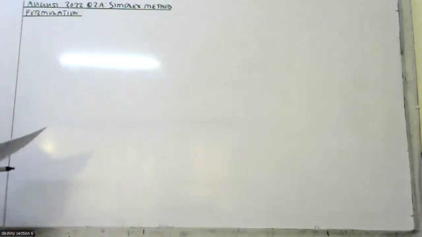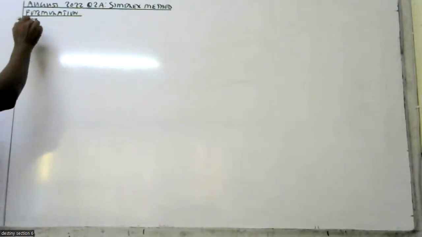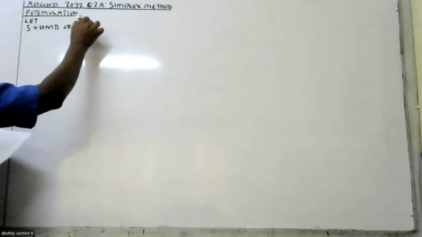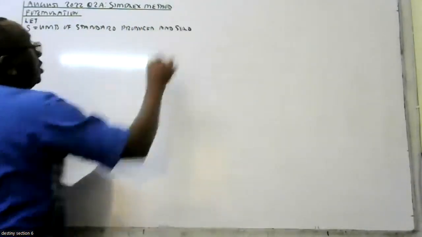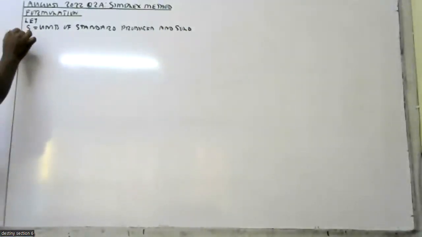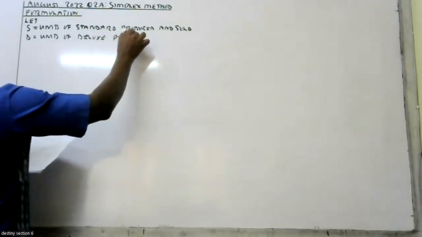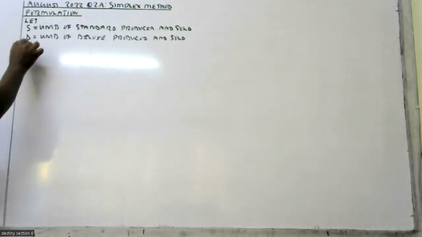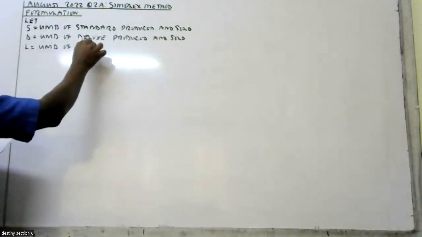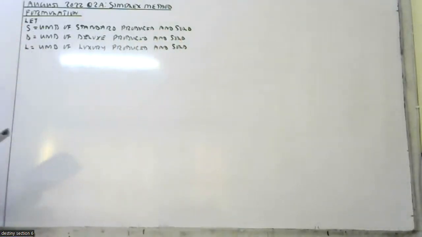So let's start with the formulation. We can say let S represent units of standard produced and sold, B represent units of deluxe produced and sold, and L be units of luxury produced and sold.